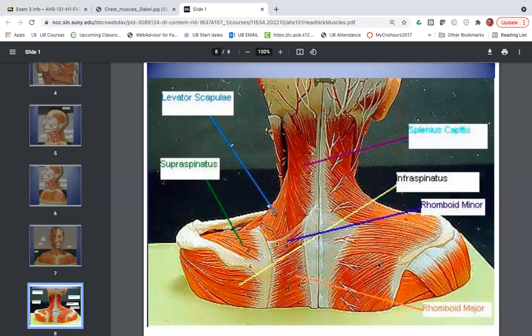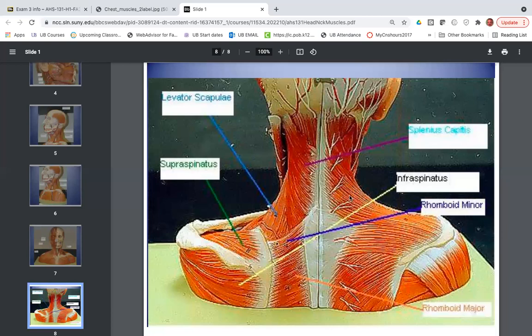Here, where I'm pointing, these are the lower fibers of the traps. These are the middle fibers of the traps, and these are the upper fibers of the trapezius. The trapezius muscle is fully intact on the right half of this person, but on the left half it's been dissected away so that we can see the muscles that are a little bit deeper. Again, on the right-hand side, we can see the upper trapezius, the middle trapezius, and the lower trapezius.